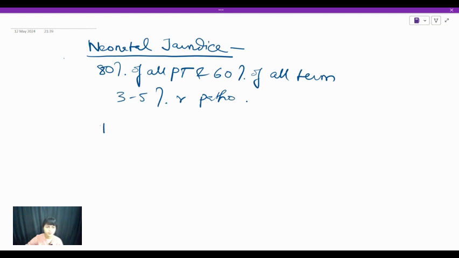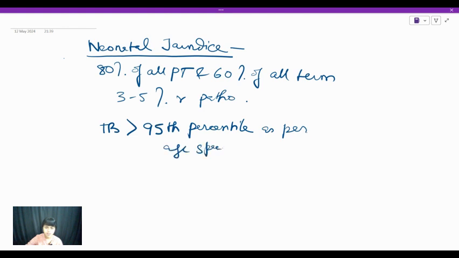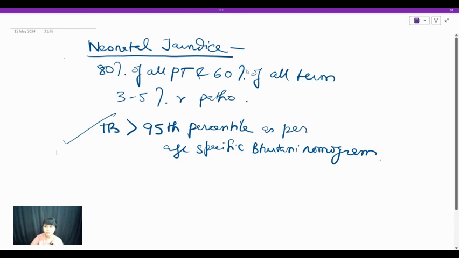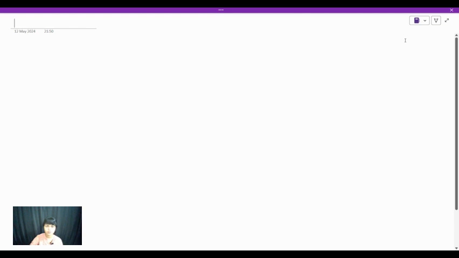If the total bilirubin is more than the 95th percentile as per the age-specific Bhutani nomogram, right? So that defines your neonatal hyperbilirubinemia. Okay, so next, moving on to the physiological basis of neonatal jaundice, rather the mechanisms. Why does this neonatal jaundice develop?